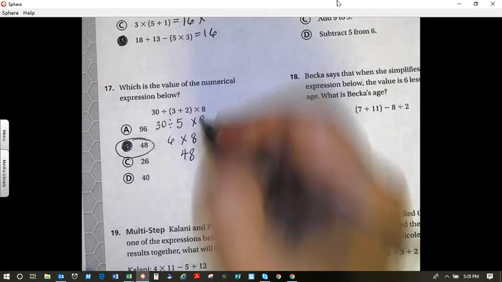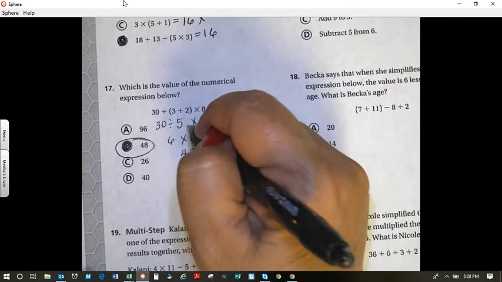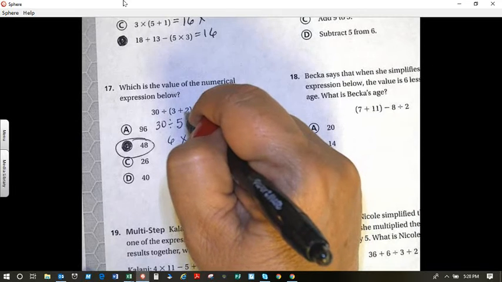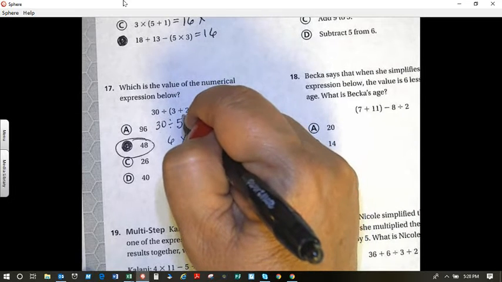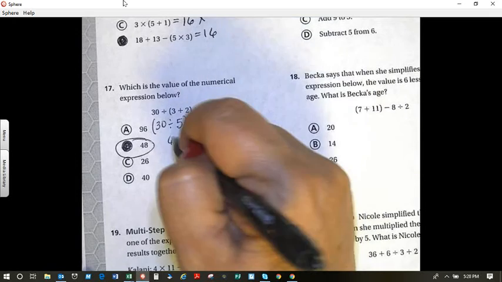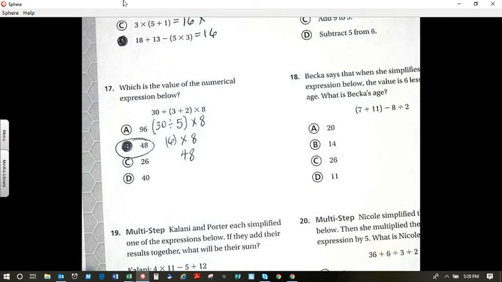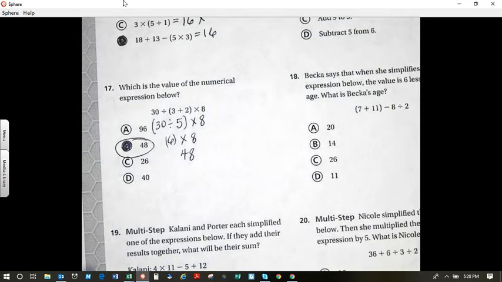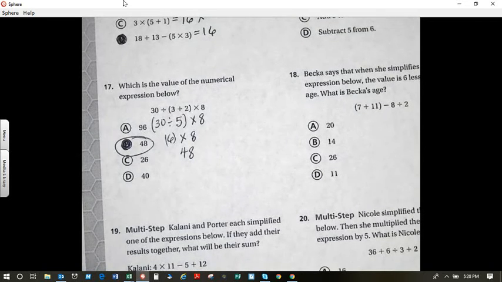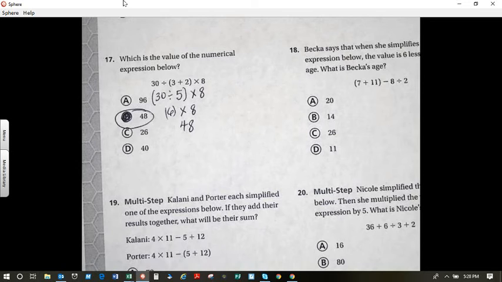Next one, and I will, if you want to, you can put that in parentheses and keep that if that helps you sort it, if that makes it easier for you. All right, and let's look at number 19. Kalani and Porter each simplified one of the expressions below. If they add their results together, what will be their sum?